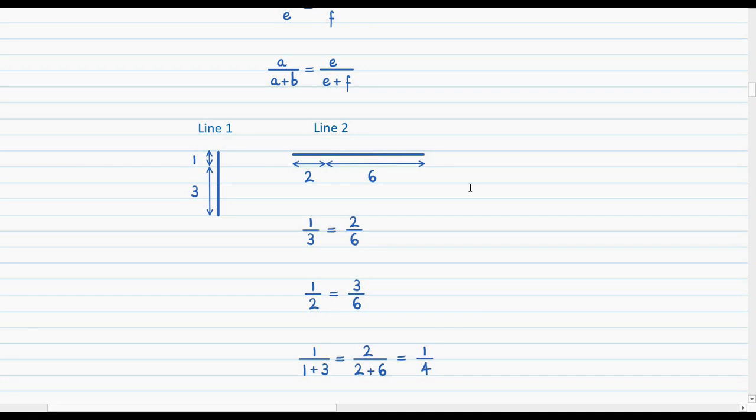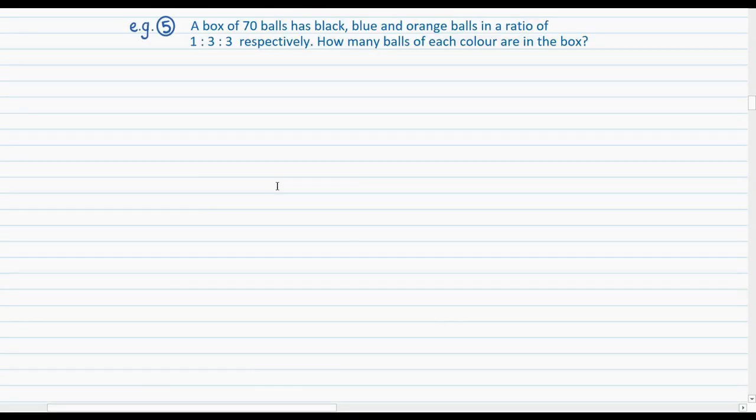Let's look at another example. A box of 70 balls has black, blue, and orange balls in a ratio of 1:3:3 respectively. How many balls of each color are in the box? So the first thing to do is we need to rewrite this ratio in a more usable form, meaning in the form of a fraction.